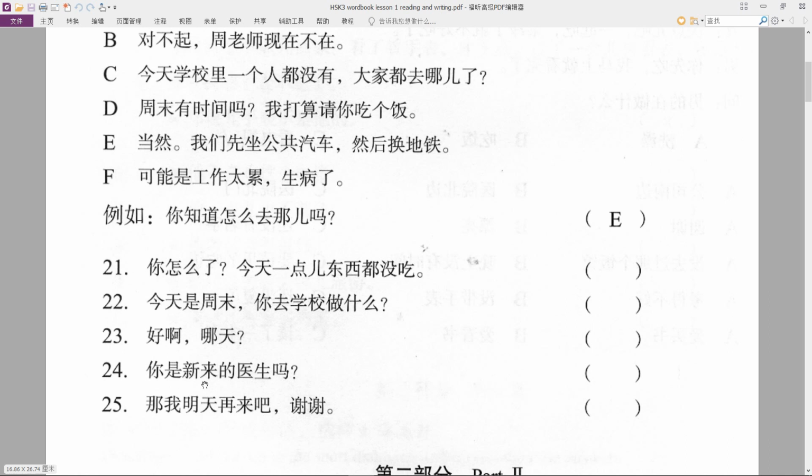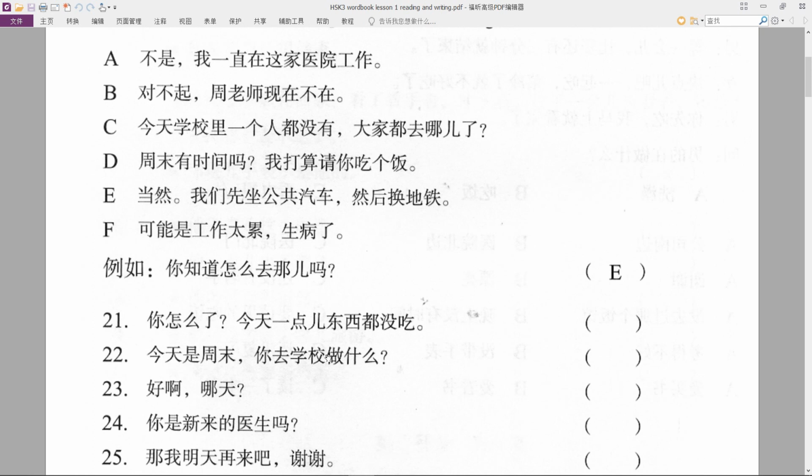24 你是新来的医生吗? You are 新 new or newly 来 come, so newly come here 的医生 doctor. So we have the part before the 的 to modify the part after the 的. So what kind of doctor? In Chinese, we say newly come, so just newly like joined the hospital. So he just come here, the doctor who just come here. Then this is a question, the answer is here. 不是, I'm not. 我一直在这家医院工作. I work in this hospital all the time.